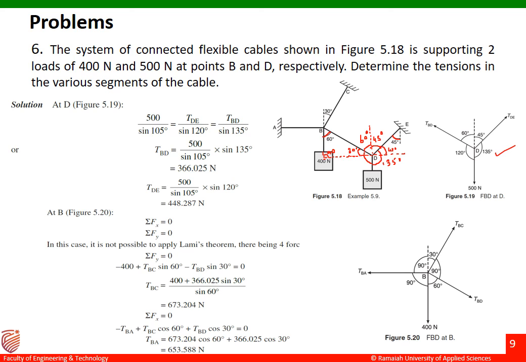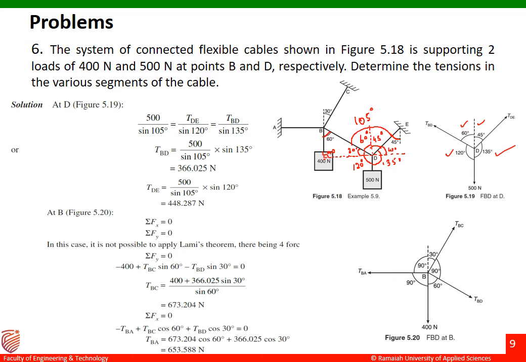So my total angle between TDE and the 500 Newton is 30 plus 90, which is 120 degrees over here. And the entire angle made between TBD and TDE is 105 degrees over here. So 120 is also there, and 60 plus 45 is also there. Now we can apply Lami's theorem over here.